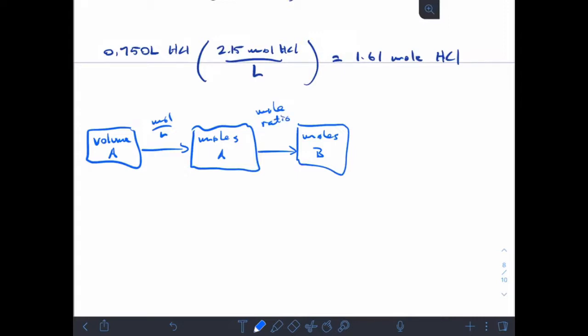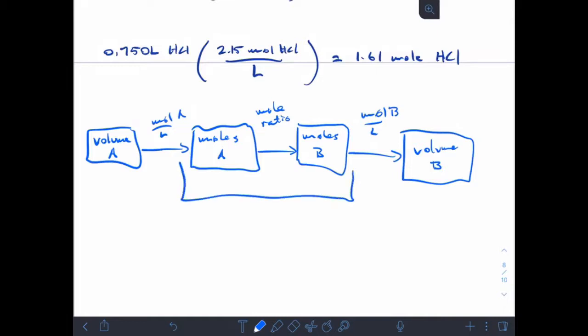And then once I know compound B, I can do anything I want with it. If I want to convert, for example, to volume of B, I use that molarity. Right, this would be moles of A, this would be moles of B. Okay, but the important step, because we're doing stoichiometry, is the mole bridge, the mole ratio.